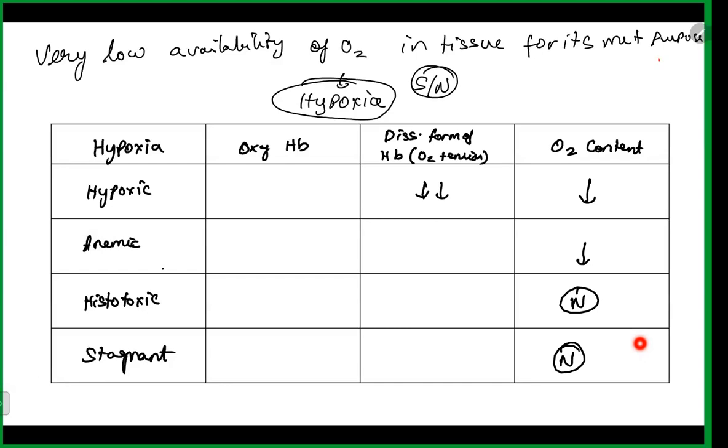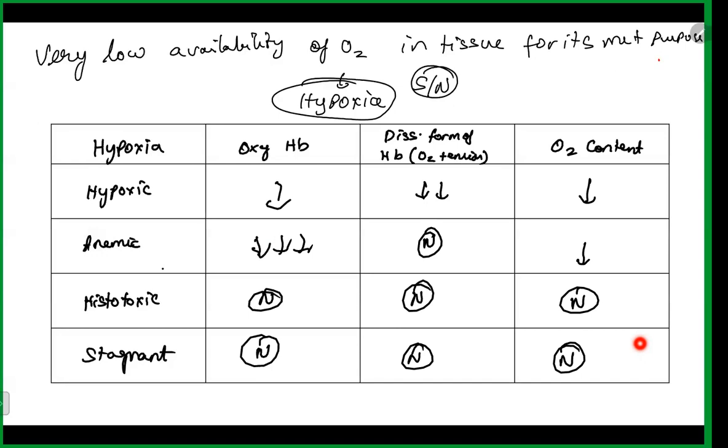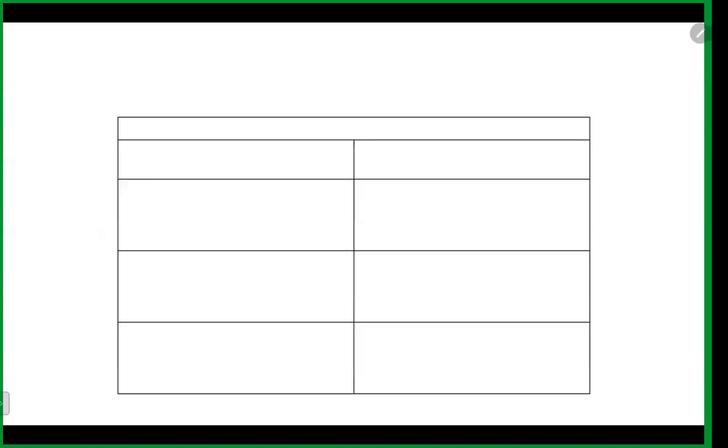But how will it be in the dissolved form? It will be normal here, the dissolved form. Similarly, in histotoxic the dissolved form will be normal, and in stagnant the dissolved form will be normal. Oxyhemoglobin: certainly in anemia the hemoglobin level is low, so the oxyhemoglobin level will be low. In hypoxic hypoxia it will be reduced, but again in histotoxic and stagnant hypoxia it will be normal. This is the difference between hypoxic hypoxia, anemic hypoxia, histotoxic hypoxia, and stagnant hypoxia. So this you need to remember.